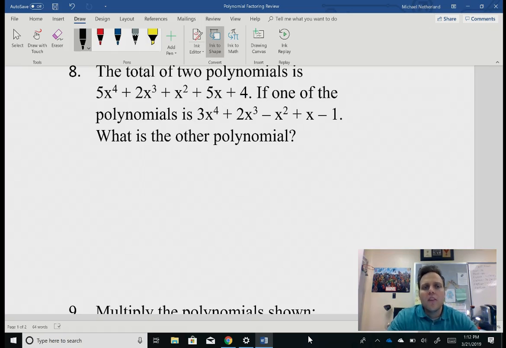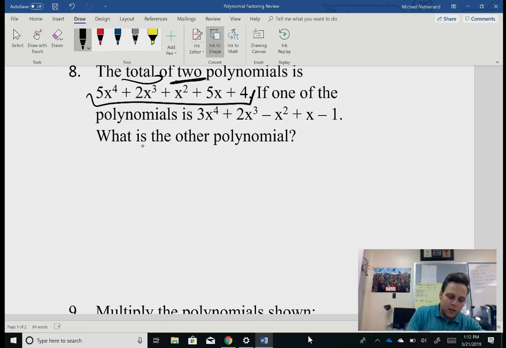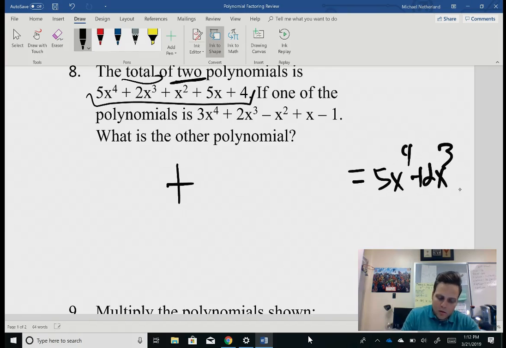Okay, so what this question is asking, guys, is that basically I added, that's what total means, two things together and I got this. Okay, so I added two things together and I got that. Okay, so I put two things together and I got this long polynomial. Actually, I need a little more space. And I got this long polynomial of 5x to the fourth plus 2x cubed plus x squared plus 5x plus 4. Okay, that says plus 4.